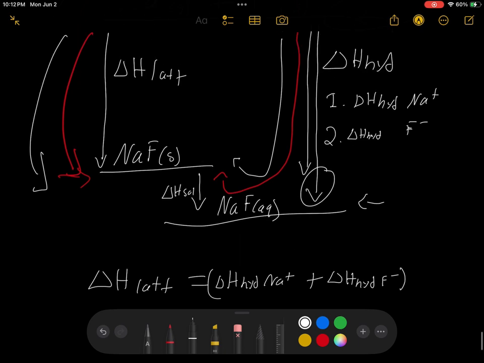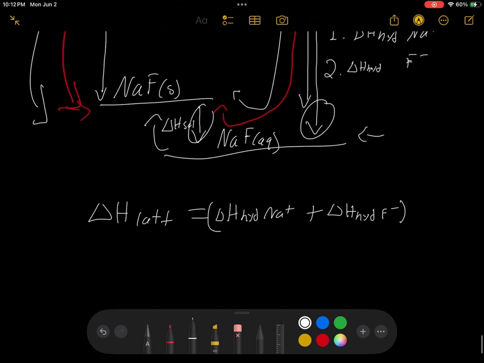Then my next step of this path is to go up like this. By going up, I am going against the arrow for delta H solution, so it's going to be plus negative delta H solution. From here, isolate whatever variable you're trying to solve for. They'll give you values to plug in, and then find your answer.